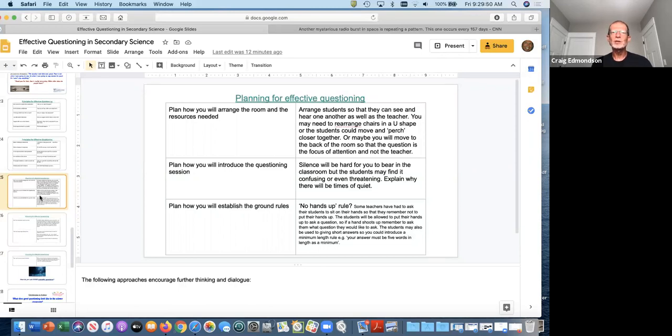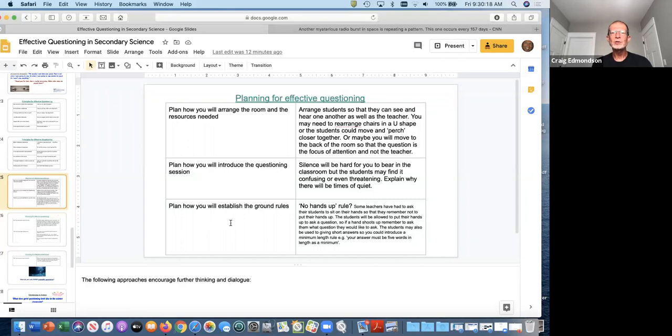Plan on how you will introduce the questioning session. Silence will be hard for you to bear in the classroom, but the students may find it confusing and even threatening. Explain why there will be times of quiet. Explain wait time to students. Explain to them that if things aren't getting an immediate answer, we're going to wait and let you process that information. Define for them what wait time is all about.